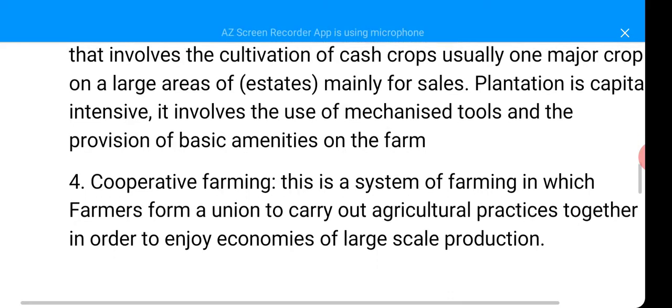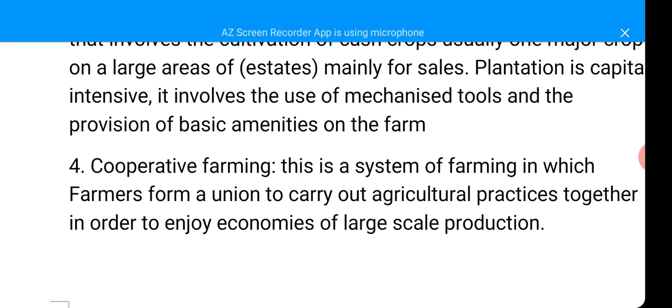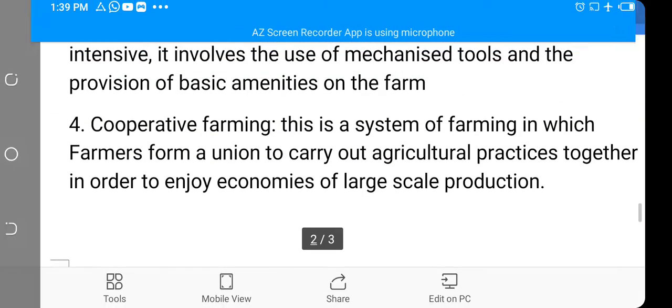Then we also looked at cooperative farming, in which farmers come together to form a union to carry out agricultural practices together in order to enjoy economies of large-scale production. So this is where we are going to stop today.